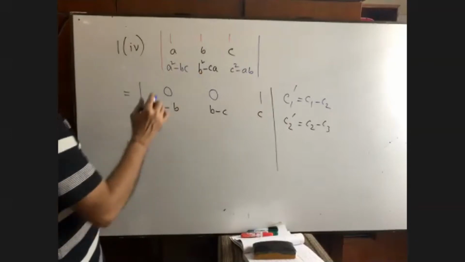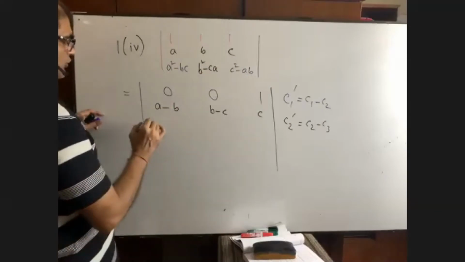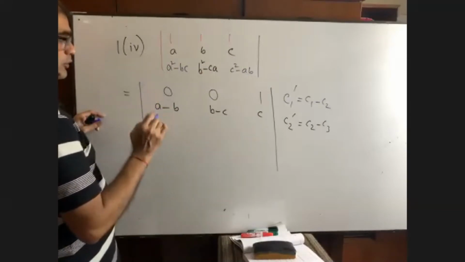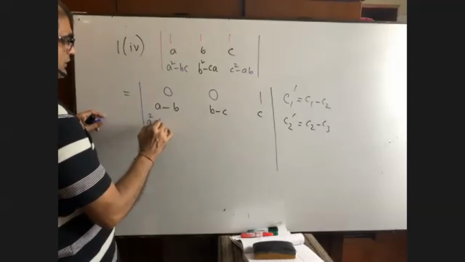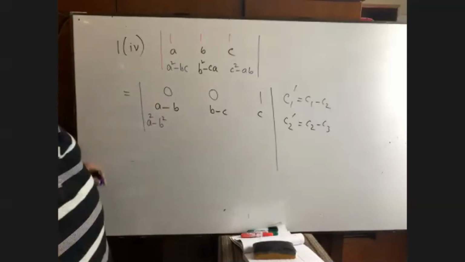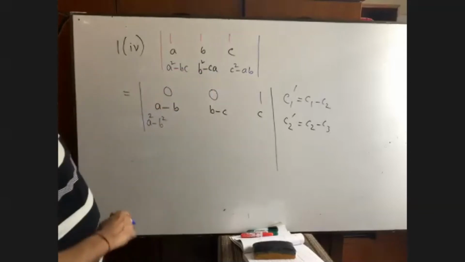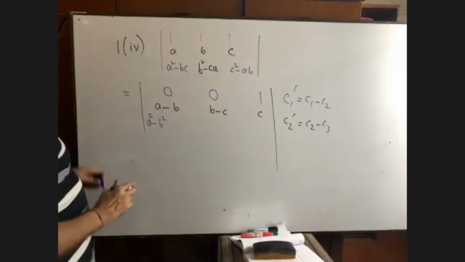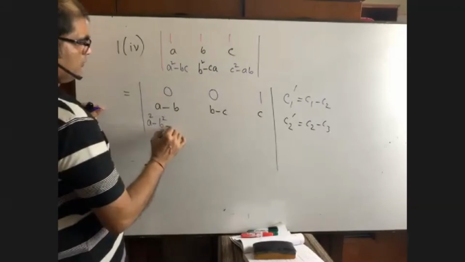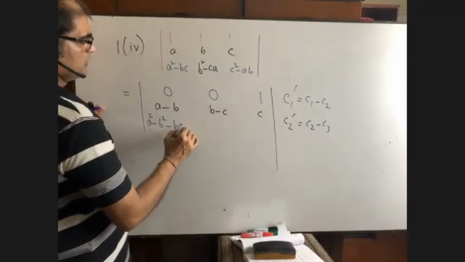Okay, now you see. A square minus B square. This minus this, then what will be? A square minus B square. Let me know. Minus BC plus CA.